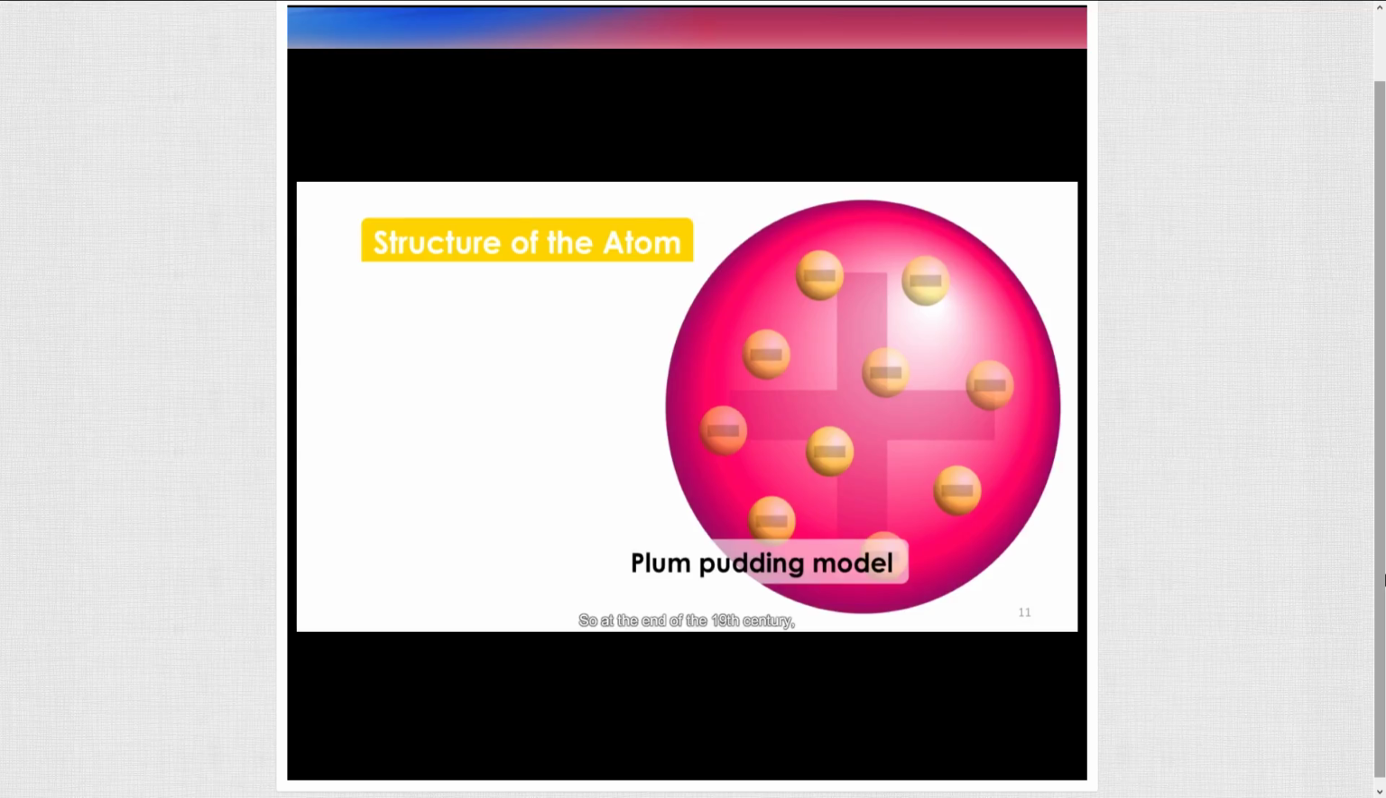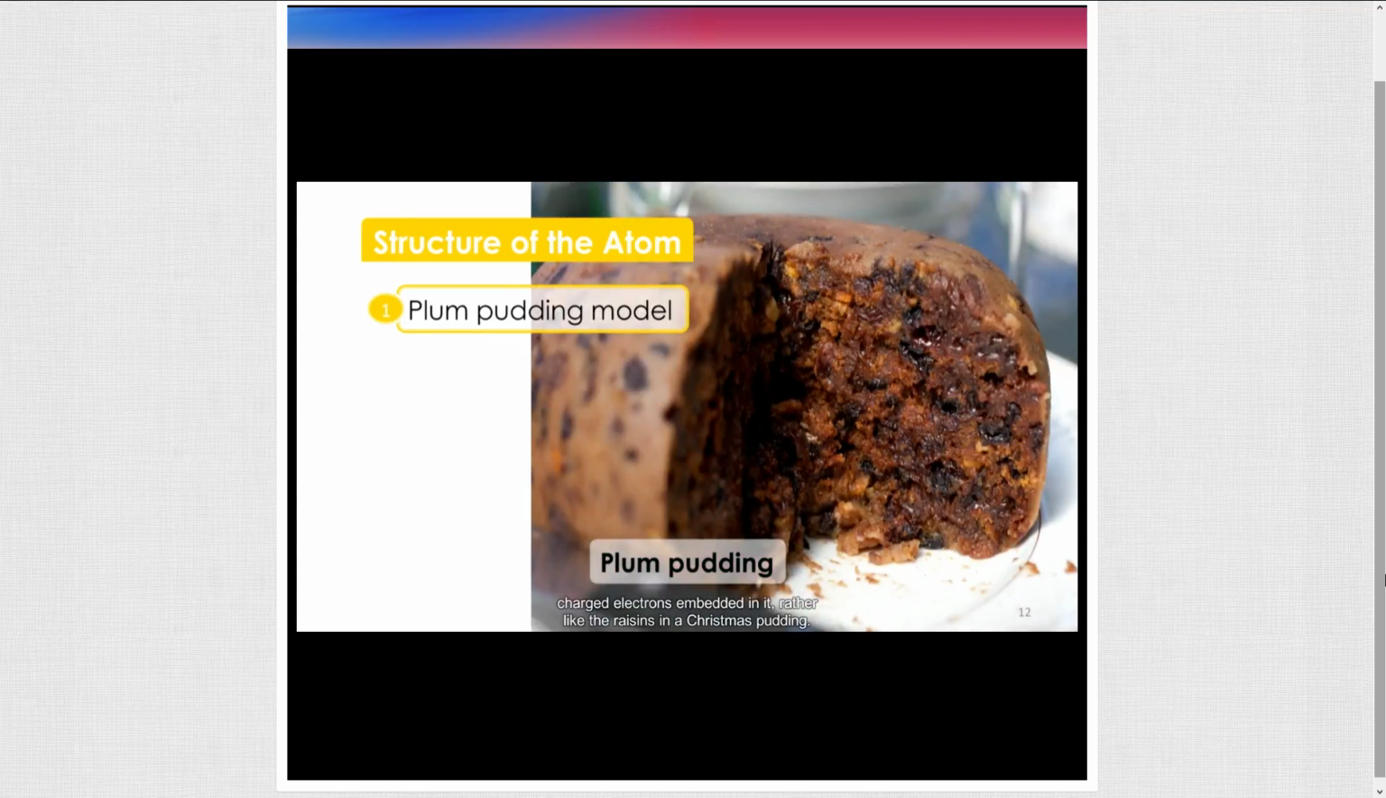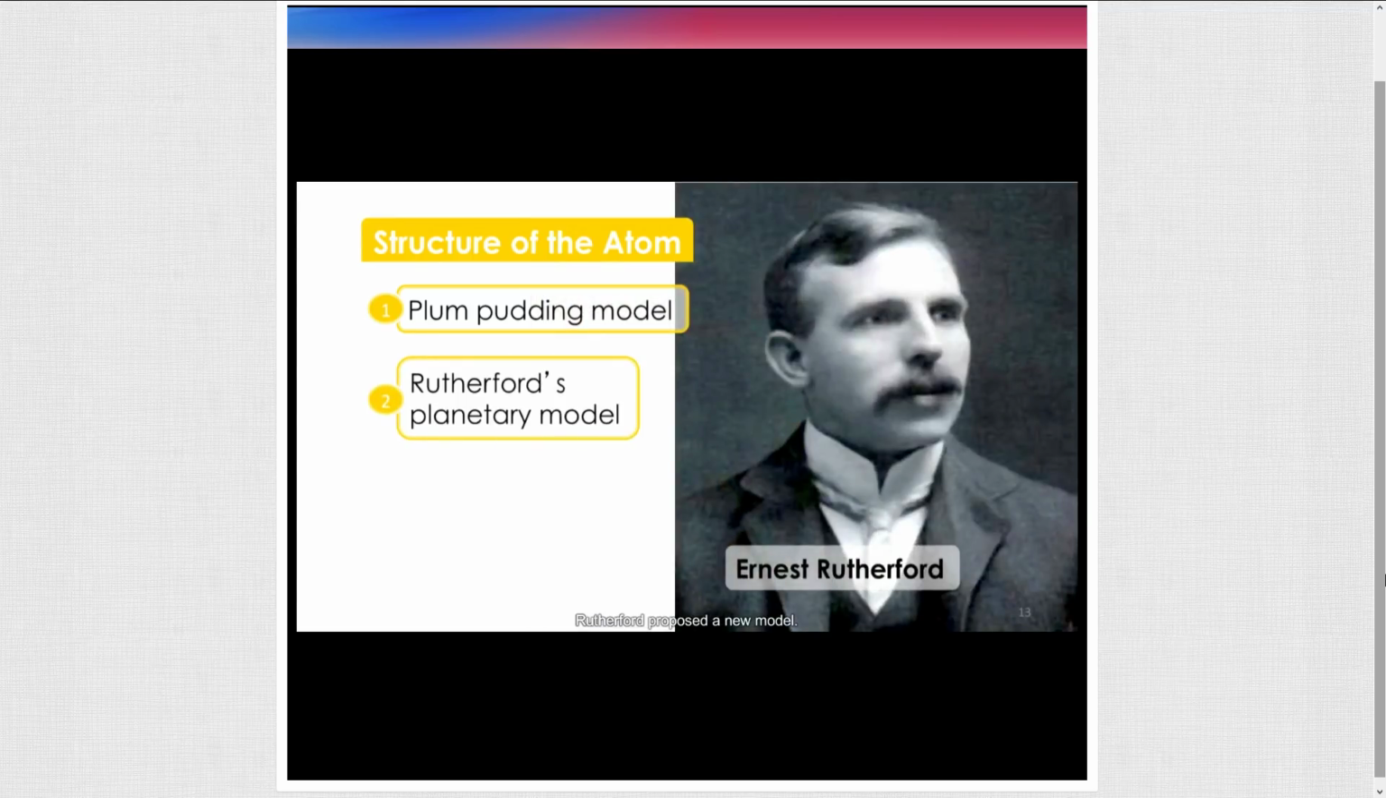So at the end of the 19th century, there was a model of the atom which is described as the plum pudding model. And in this model, the atom was a large, positively charged object with negatively charged electrons embedded in it, rather like the raisins in a Christmas pudding. This model was dropped based on experimental work, and Rutherford proposed a new model.